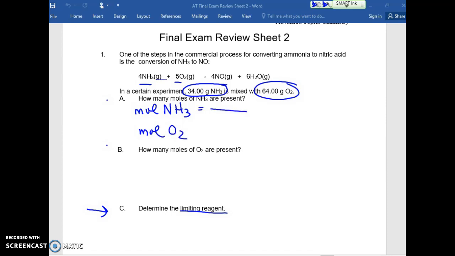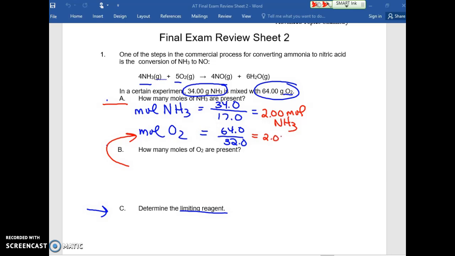If you remember, that is mass divided by formula mass. Be careful, O2 is 32. Oh, and this is interesting. Both happen to be 2 moles. So I have 2 moles of NH3, and I have 2 moles of O2. Oh, I'm sorry, notice what I did. We even made it easier. That's A, and B, I've already done here. I'm finding out how many moles of each one that I have. We've set it up very nicely. Okay. So that's A, that's B.